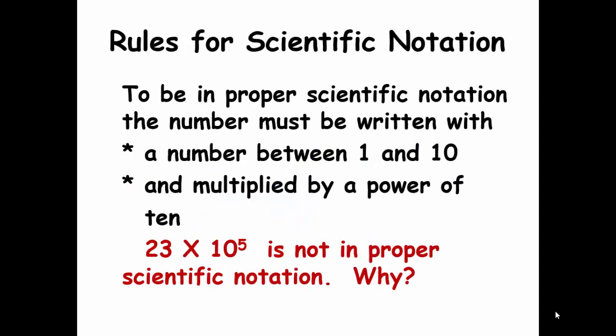The rules for scientific notation are simple and sweet. To be in proper scientific notation, the number must be written with a number between 1 and 10 and multiplied by a power of 10. So here we have 23 times 10 to the 5th, and it is not in proper scientific notation. Review the rules and discover why this is not the case.